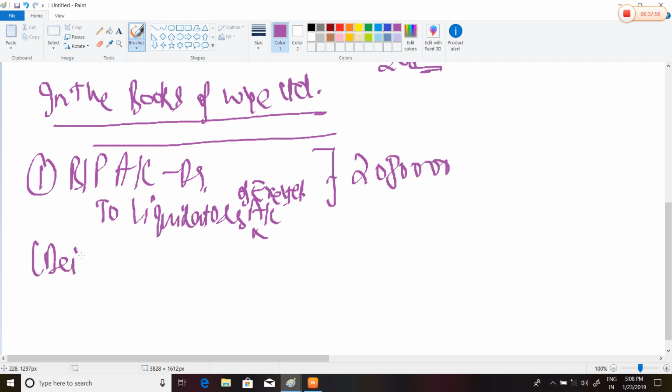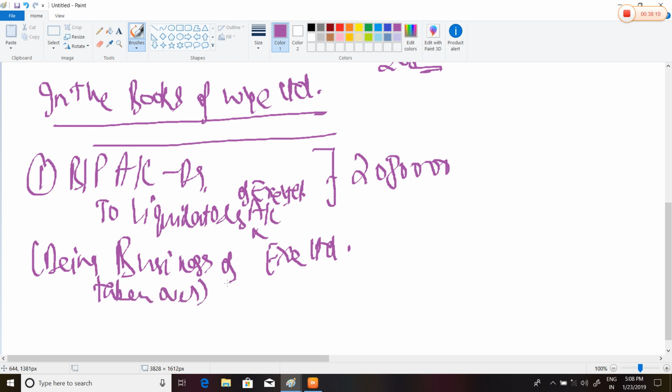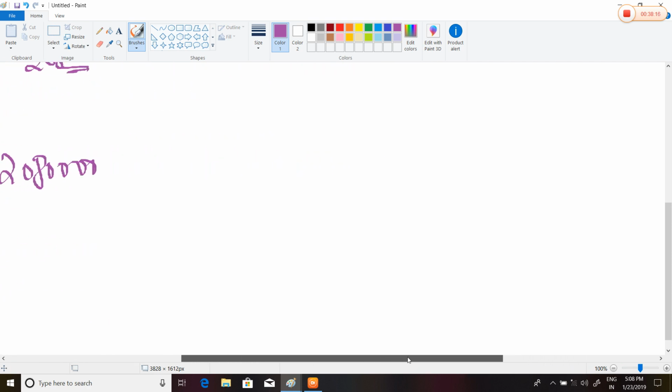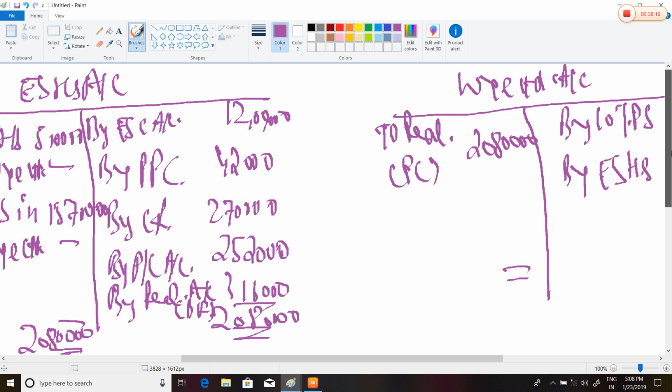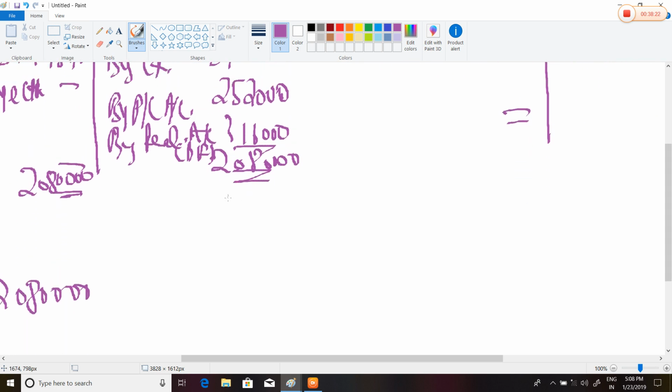Being business of X Limited taken over. Second entry. Now this is one of the major entries, usually the longest entry, so do it properly. But as we are given fewer transactions, the second entry in this case is small.